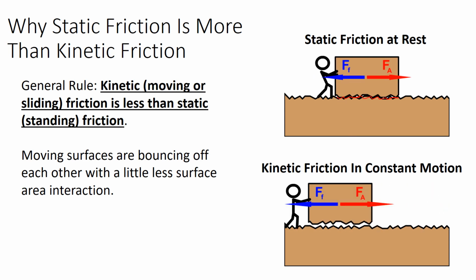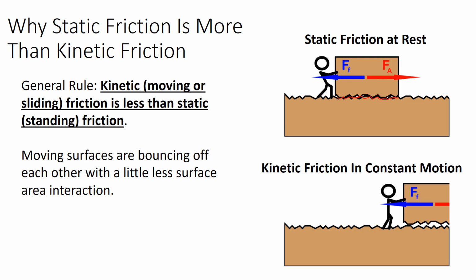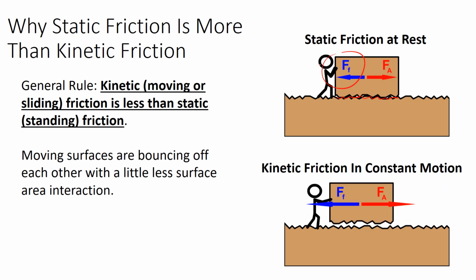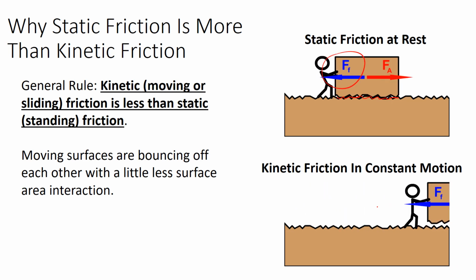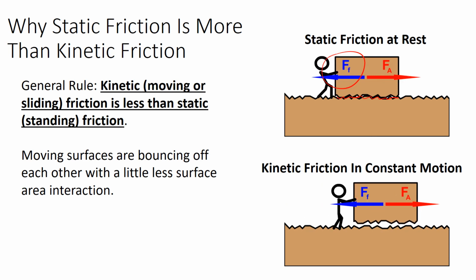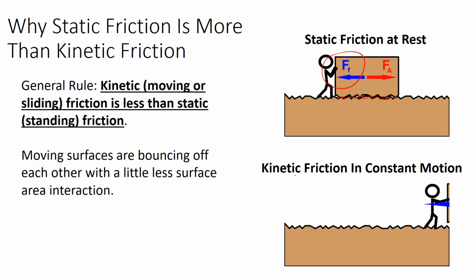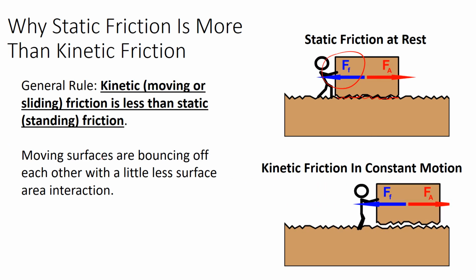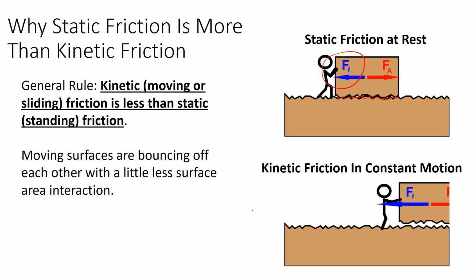Notice how the surfaces are closer together. They're kind of sitting there in their spot. This is going to cause a little more of this force of friction than this would. So once an object starts moving, friction actually goes down initially, and the surfaces are just kind of bouncing off each other, and that's why.